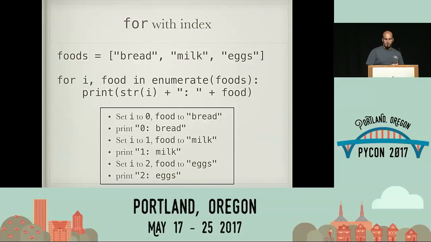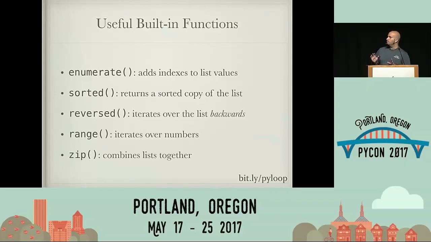There are a bunch of useful built-in functions that will allow you to loop much more effectively and clearly in Python. So enumerate is one we've already gone over. There's also one called sorted, which will sort a list or an iterable for you. There's one called reversed that will allow you to go over the list backwards. Range gives you a list of numbers, and zip combines lists together. So let's go through some of these.